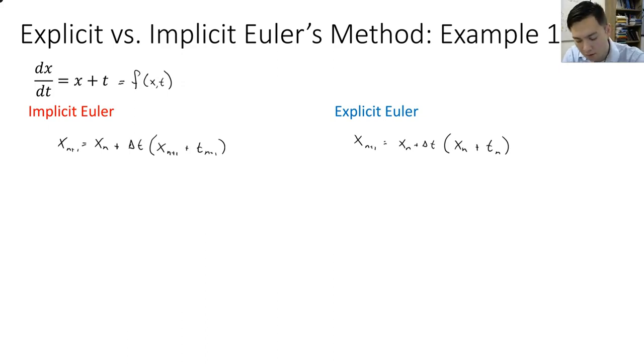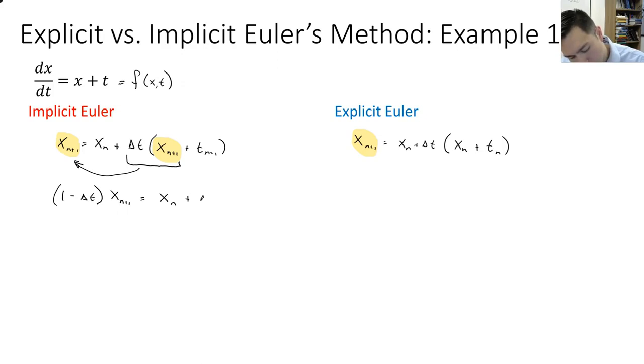So again, highlighting our unknowns. For our explicit Euler equation, no problem. We have all the information at time index n. We can take that, plug that into our equation to get our value at n plus 1. But for our implicit equation, we have to rearrange things slightly. So this can be rearranged by pulling our term here to the left-hand side. And so that'll give us (1 minus delta t) times x sub n plus 1 is equal to x sub n plus delta t times t of n plus 1.